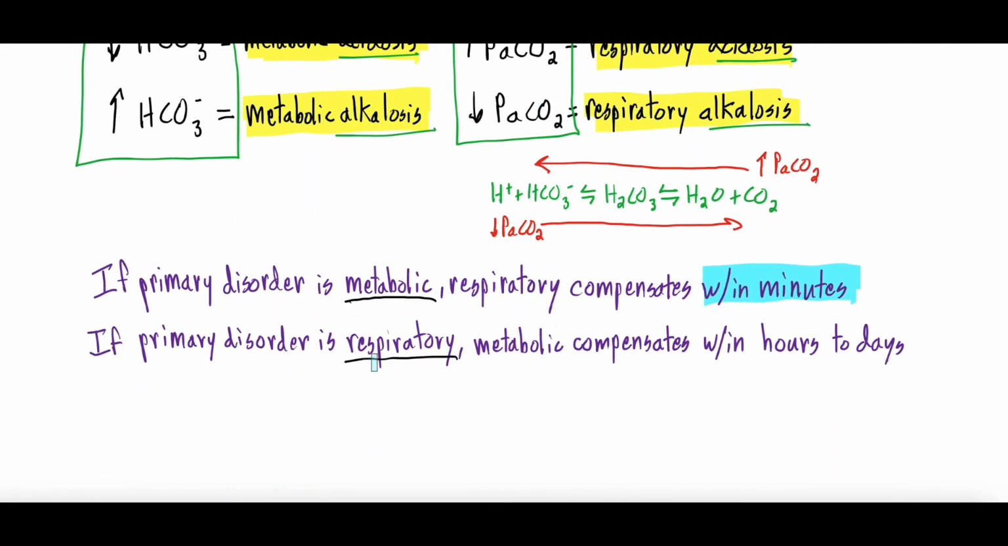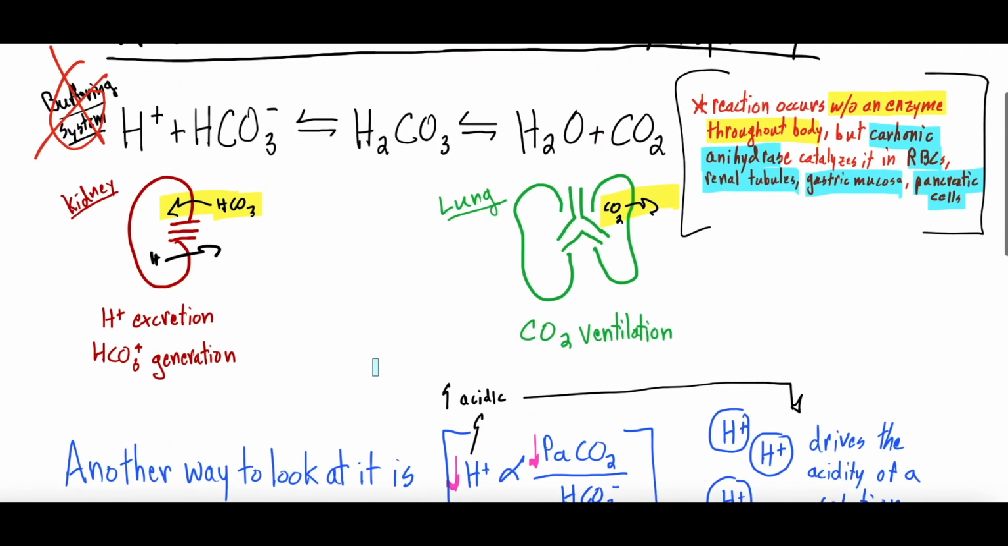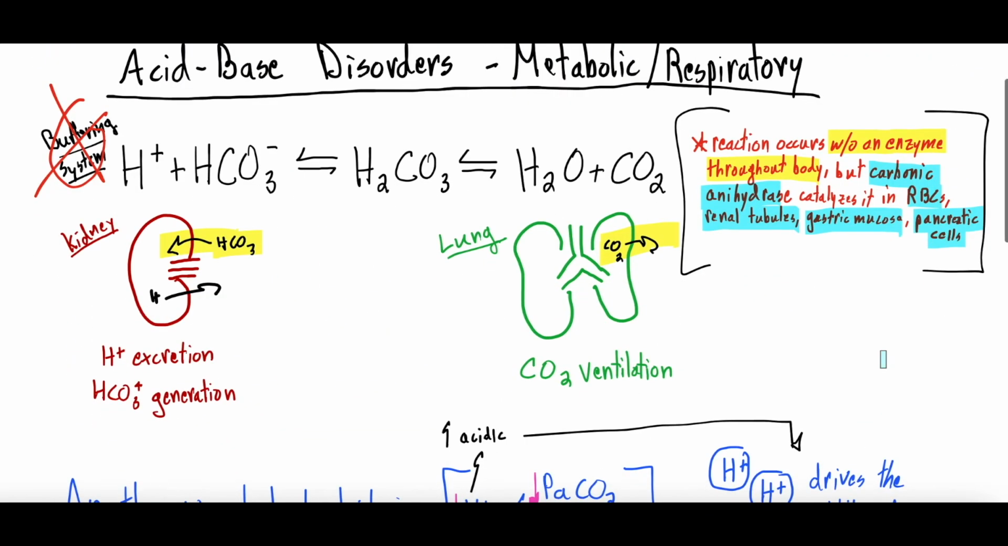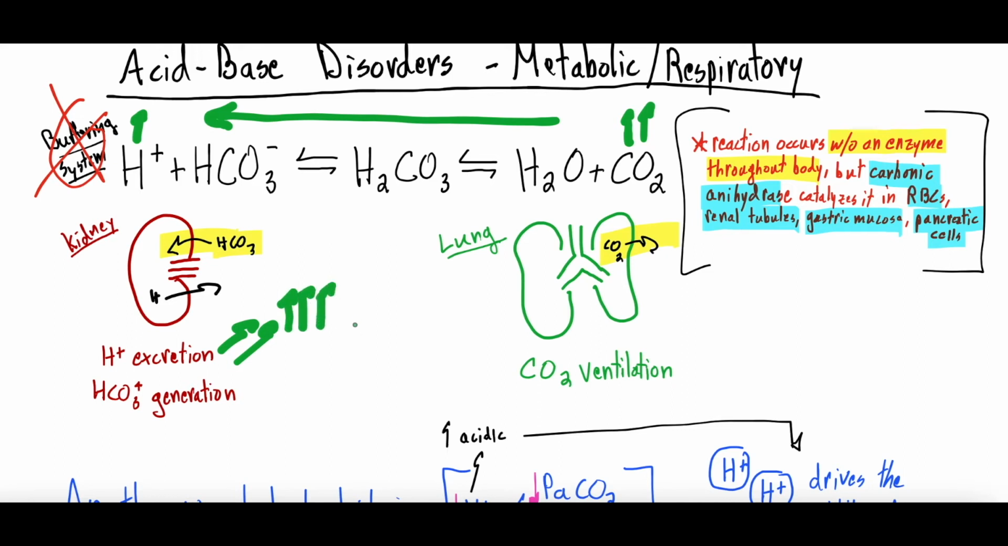Contrarily, though, if the primary disorder is respiratory, meaning the lungs aren't working right, the lungs are either holding on to too much carbon dioxide or getting rid of too much carbon dioxide, the kidneys cannot regulate nearly as fast, right? The kidneys take hours to days to compensate. So if this equation, this buffering system, if the lungs have a problem and you're holding on to too much CO2, which is driving the equation this way, producing too much acid, it's going to take the kidneys hours to days before they can kind of auto-regulate and start to excrete more of the hydrogen ions to try to re-equalize this equation.